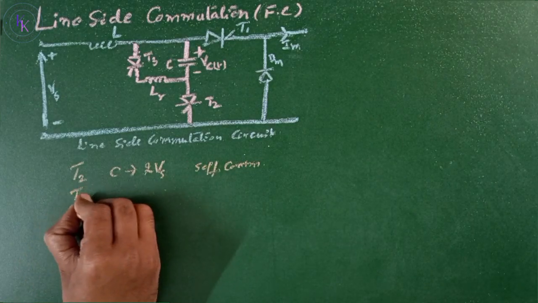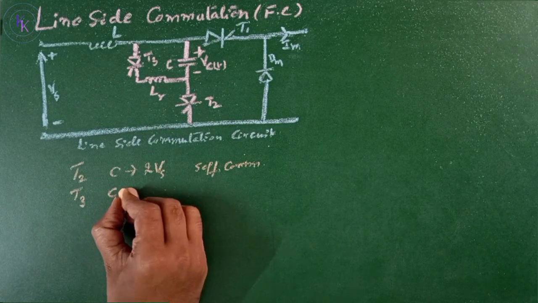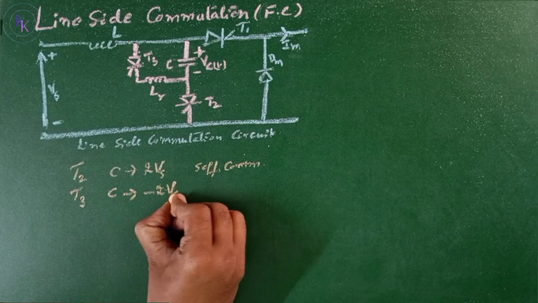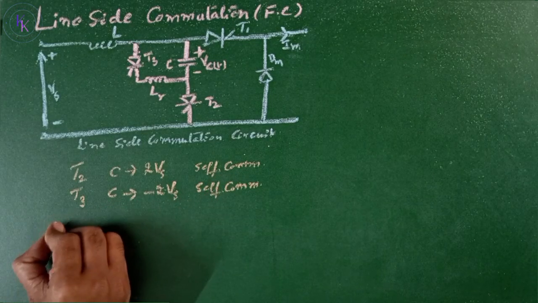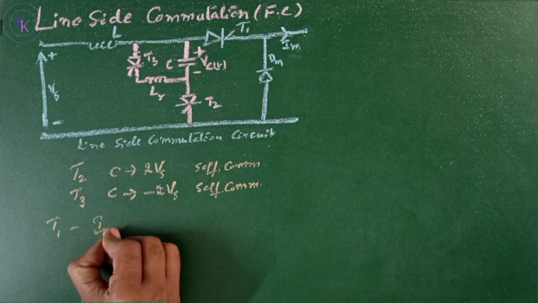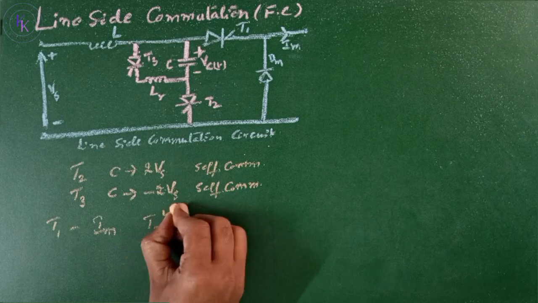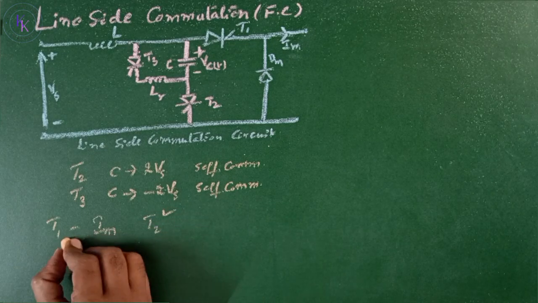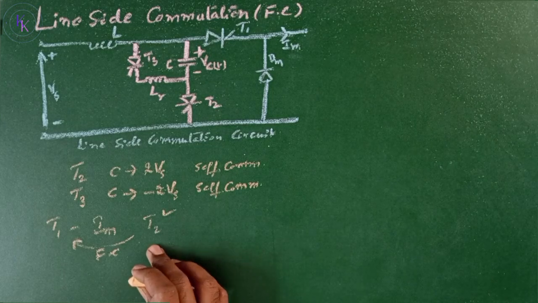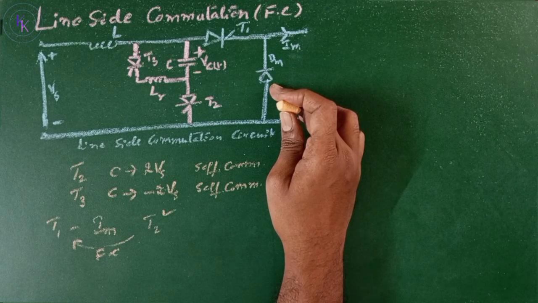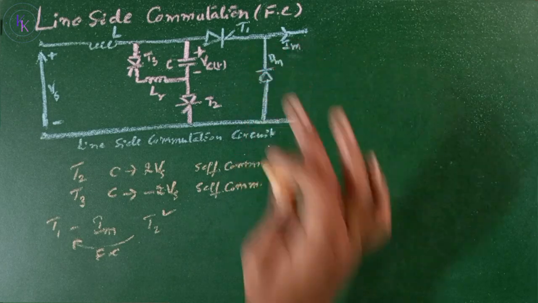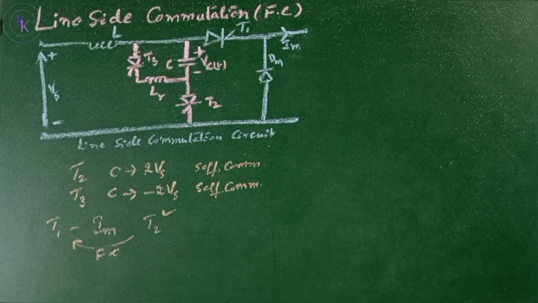When T3 is fired, this capacitor charge reverses to minus 2Vs and again T3 is self-commutated. Assuming the thyristor T1 is conducting and carrying a current of Im, when T2 is turned on, T1 is turned off by force. When T2 is fired, which makes this diode D_m forward biased, it applies the reverse voltage of 2Vs across T1 and T1 will turn off. The discharging and recharging of the capacitor will be done through the supply. This type of commutation is known as line side commutation.